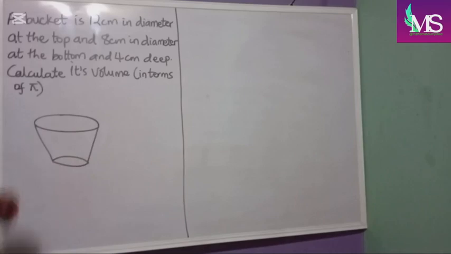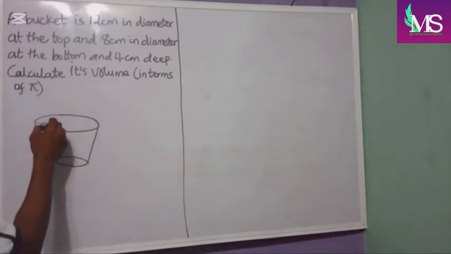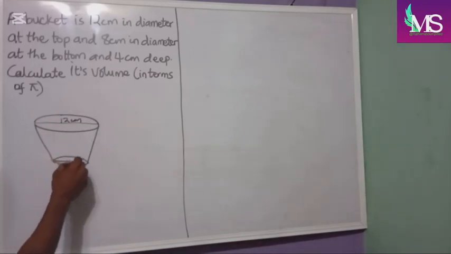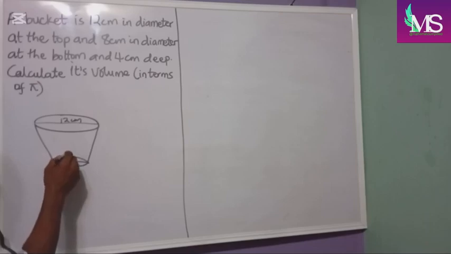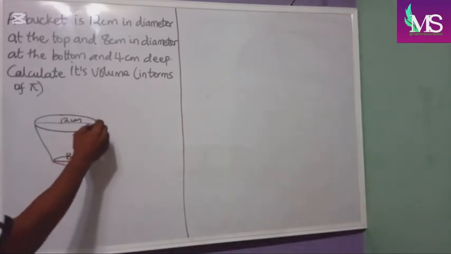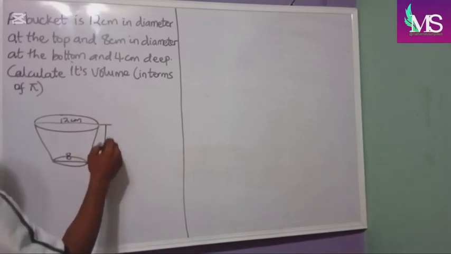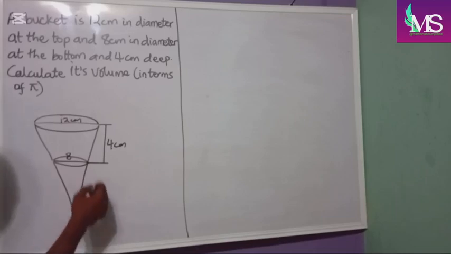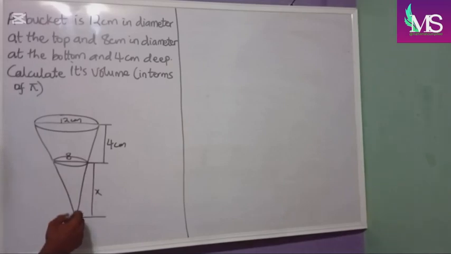Now, if this is a bucket, it says the diameter on top is 12 cm and the diameter at the bottom is 8. Now, the height is 4 cm. Alright, now we should calculate its volume. For us to calculate its volume, we first of all make it a full cone. If we make it a full cone, then we can calculate our x to find the volume of this entire cone.